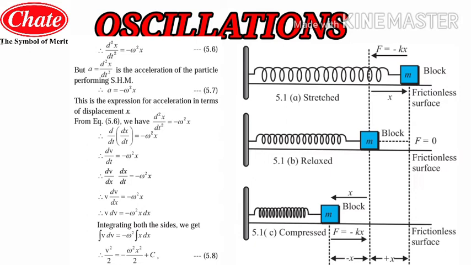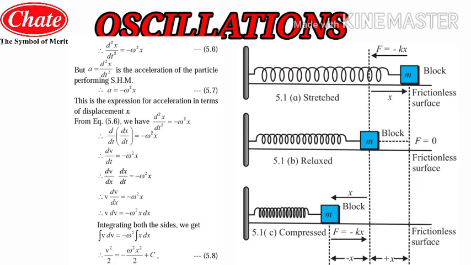So we have written dv by dt as two terms. The first one is dv by dx into dx by dt, which will be equal to minus omega square x. Now dx by dt is the velocity, so v into dv by dx is equal to minus omega square x. So v into dv by dx gives v dv, the small change in velocity, which will be equal to minus omega square x into dx, since dx is in the denominator, so on this side of the equality sign it comes into the numerator.